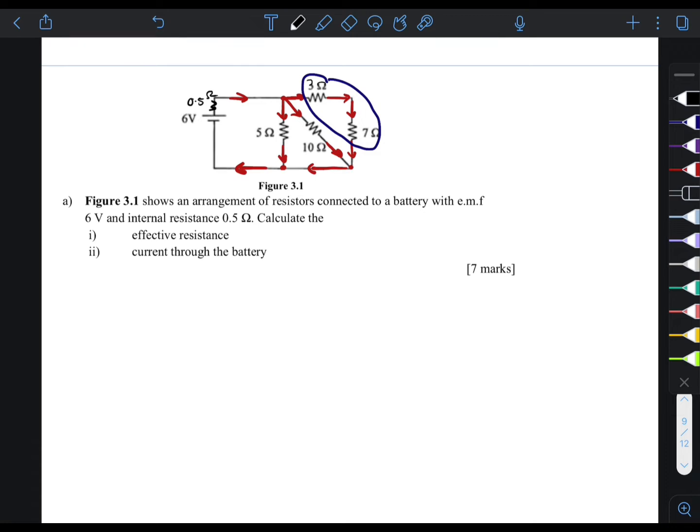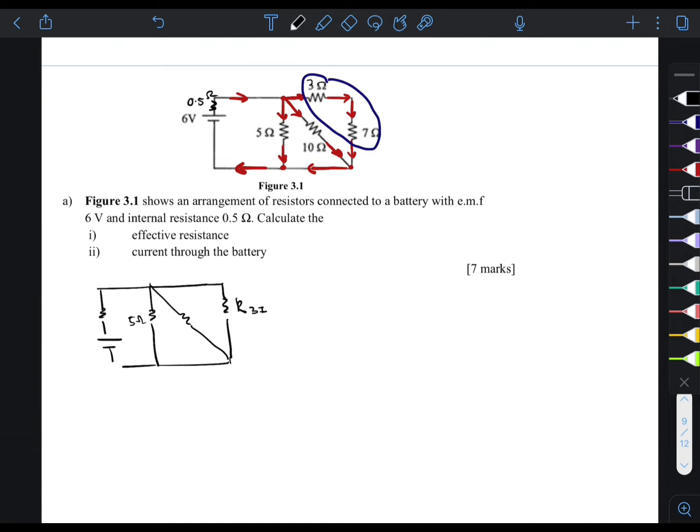So we will simplify them first. So my circuit, this is the internal resistance, my battery. I will have my 5 ohm here, and then my 10 ohm here. So when I simplify the 3 and the 7, I'm going to end up with a new resistor, the resistor resulting from combining the 3 and the 7. Okay, this is my new circuit. So my R37 is in series, right? The 3 and 7 are in series.